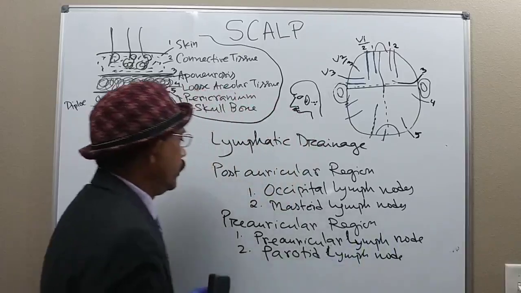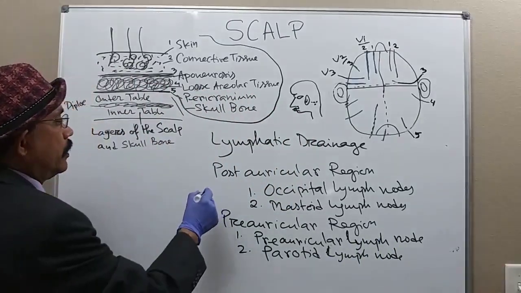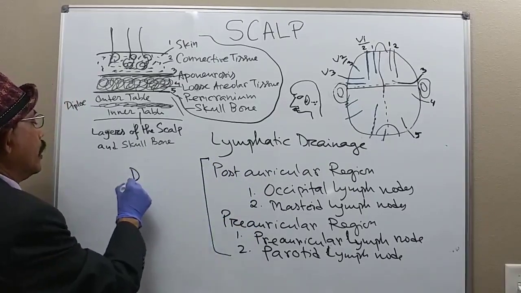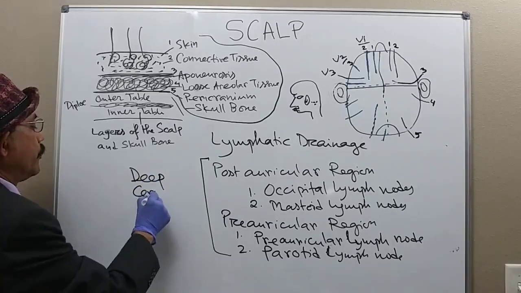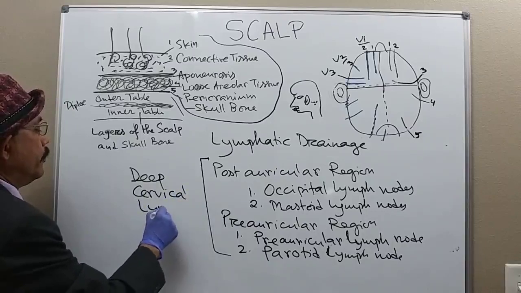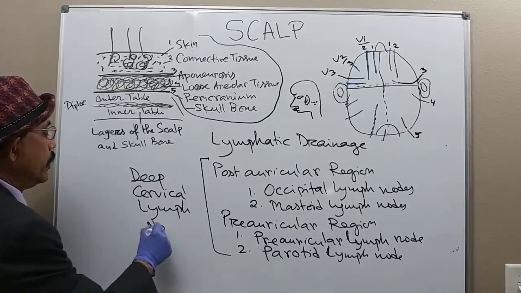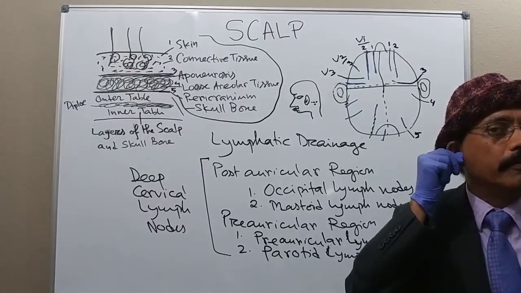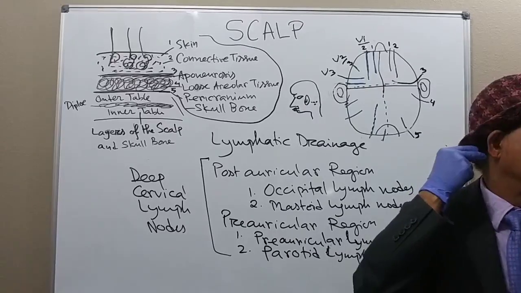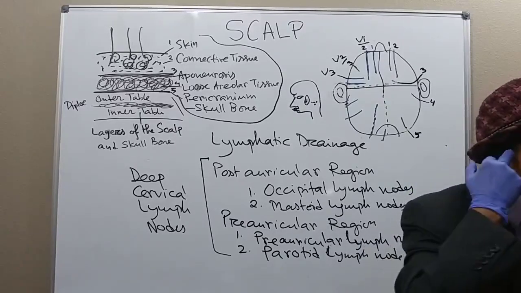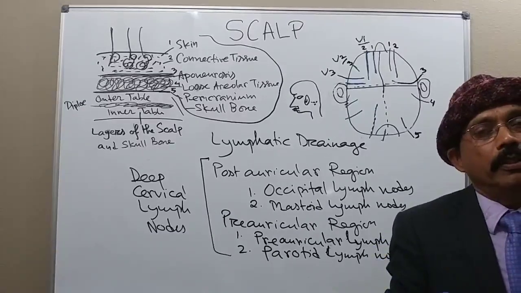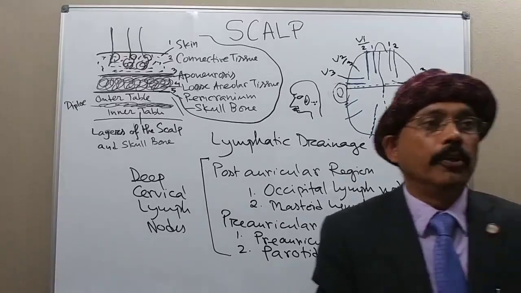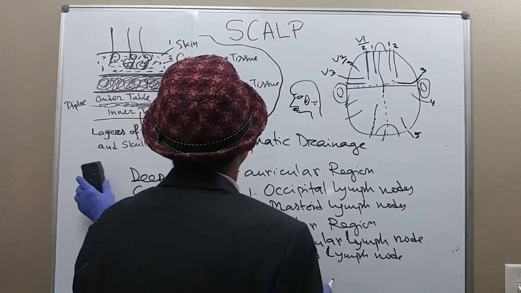Okay, so where will these lymph nodes go? This is preauricular, this is postauricular, they will go to the deep cervical lymph nodes. Ultimately they will go there. So you got the lymphatic drainage in front of the ear, preauricular, parotid. Posterior to the ear we have the occipital and mastoid. Where do they end up? They'll end up in the deep cervical lymph nodes. Okay, we got that.